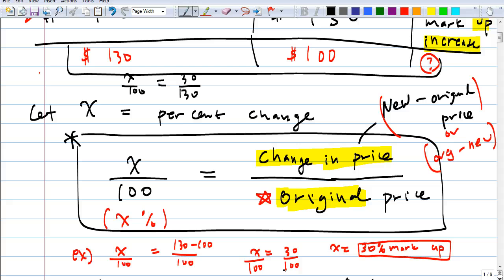What's x? 30. So that's the 30% markup. Wait, Mr. Wu, if it's new minus original over original price, wouldn't it be x over 100 is equal to 30 over 130?